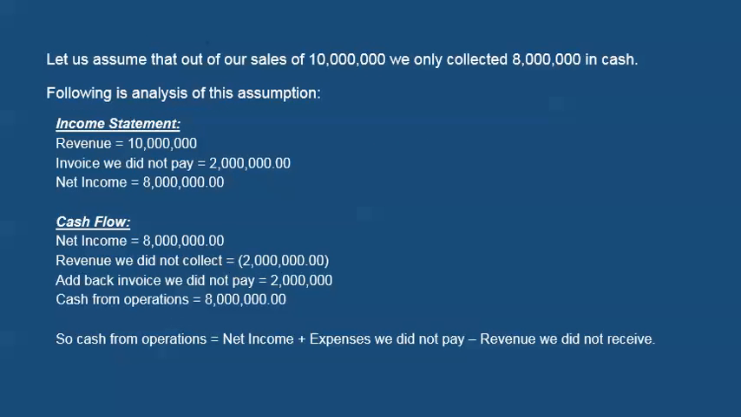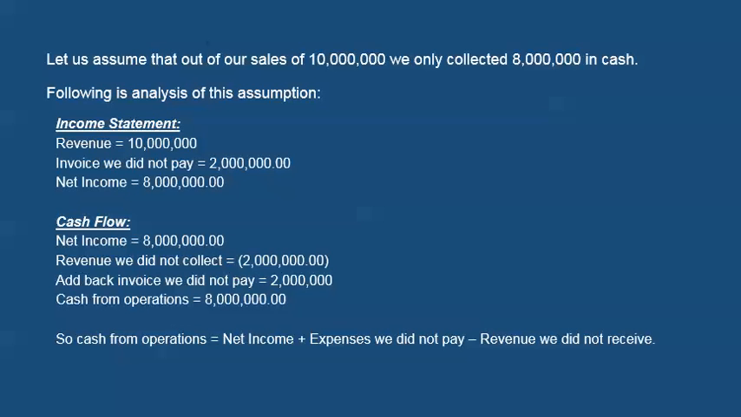Let us assume that out of our sales of 10 million, we only collected 8 million in cash instead of 10 million. Following is the analysis of this assumption. Income statement: we have revenue of 10 million. Invoice we did not pay is 2 million. Net income is 8 million.